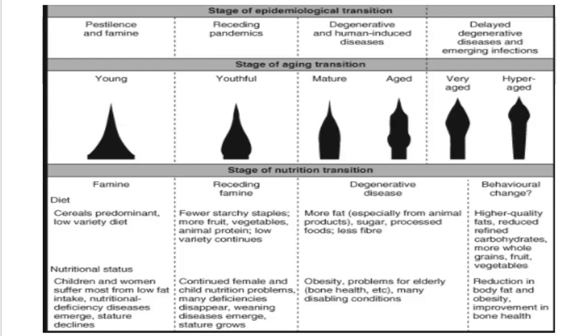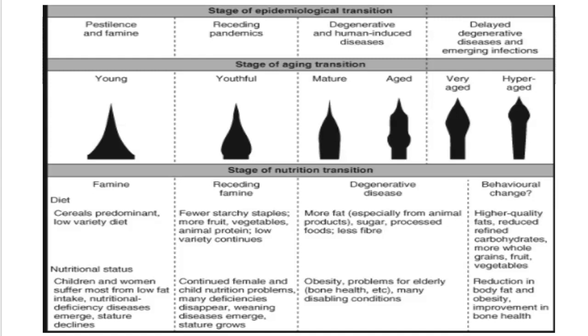And then looking at stage three, we see degenerative and human-induced diseases. And so that would include the fact that people are eating more fat, especially from animal products, sugar, processed foods, and less fiber. We're starting to see that obesity is becoming a larger problem. Also problems for elderly like bone health disease, sorry, and then many disabling conditions. So again, people are living longer, so when they do pass, it may have to do more so with old age.